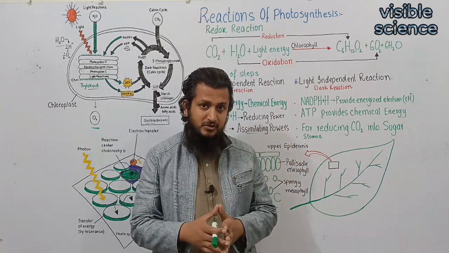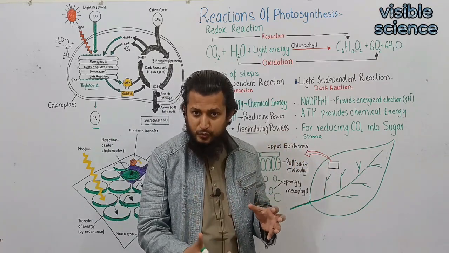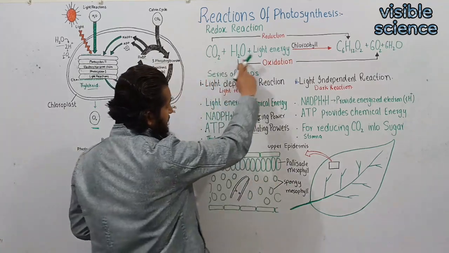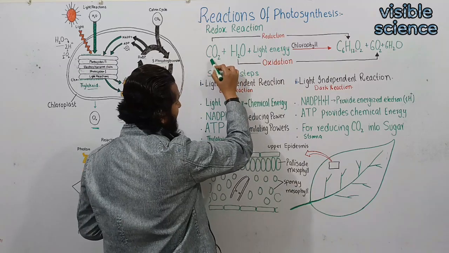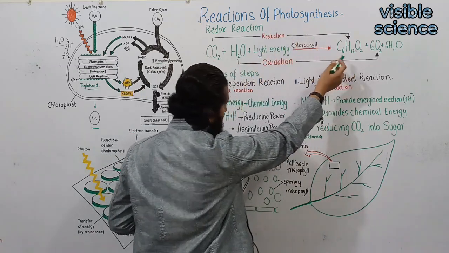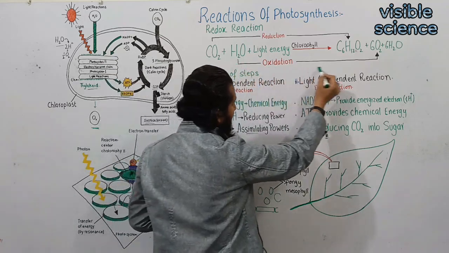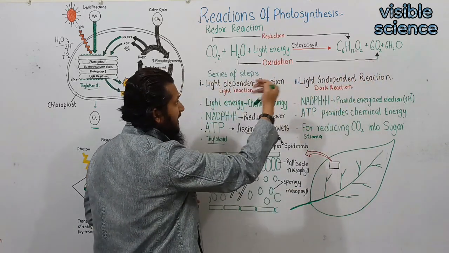Today we are going to discuss a very interesting topic, the mechanism of photosynthesis. Photosynthesis is a process in which plants prepare their own food by utilizing solar energy. Here you can see the reaction of photosynthesis, in which carbon dioxide is reduced into glucose by taking hydrogen ions from the water, and the water molecule is oxidized into oxygen by removing hydrogen ions.